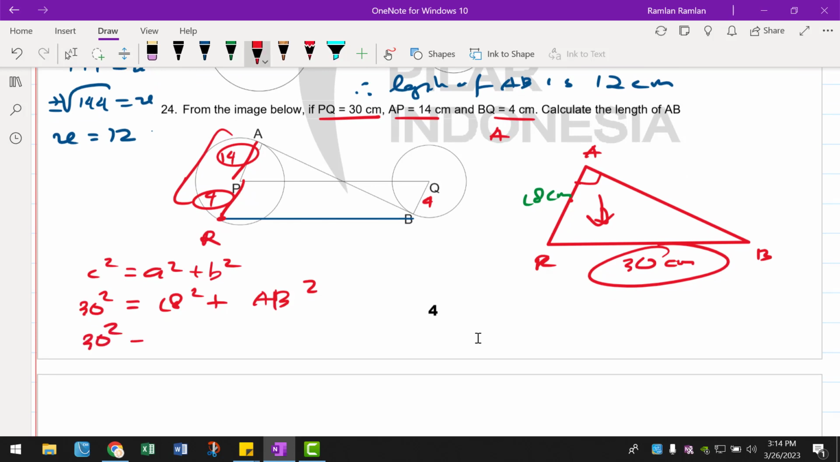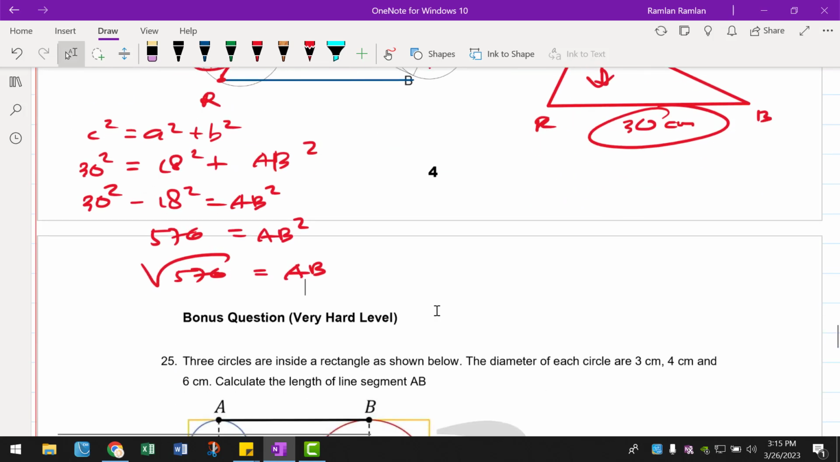Calculate that by using the calculator. 30 squared, subtract 18 squared from both sides, and you'll get AB squared. If you use the calculator again, guys, 30 squared minus 18 squared equals 576, right? 576 equals AB squared. Now square root both sides. Again it's plus minus, but you don't have to worry about the minus value, and AB is equal to the square root of the answer, which equals 24. So just write down the units in centimeters.